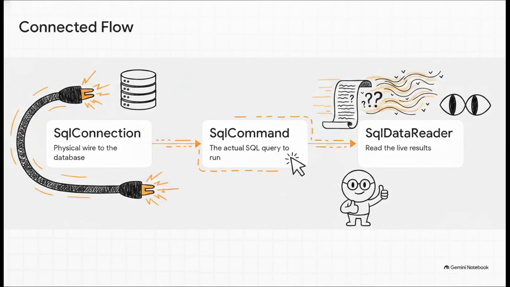All right, let's map out the connected flow. You need to memorize this exact pipeline. Step 1, you create a SQL connection. Think of that as the actual physical wire connecting to your database. Step 2, you use a SQL command, which literally holds the SQL query you want to run. And finally, Step 3, you execute that command and read the results live using a SqlDataReader. Remember, the SqlDataReader is your absolute best friend here. It's a super fast, forward-only, read-only stream of data.